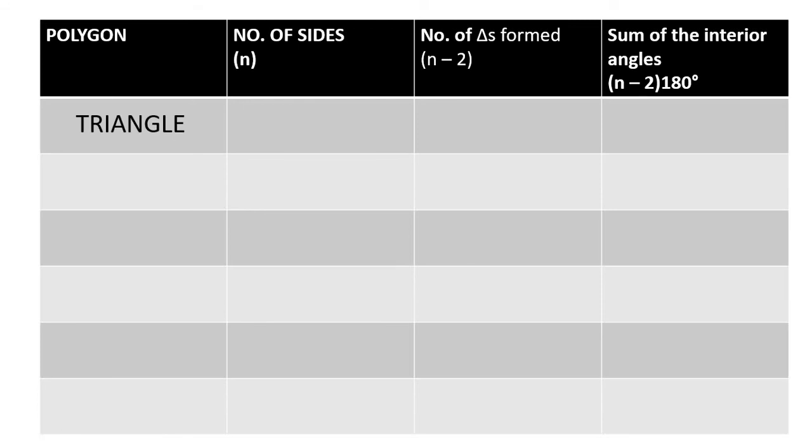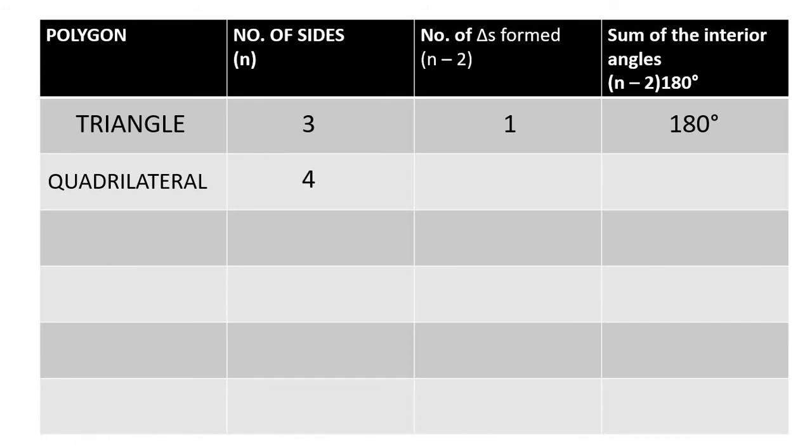For the triangle, how many sides? It has 3. And how many triangles are formed? Of course, only 1. So, kung gagamitin natin itong formula, 3 minus 2 is equal to 1. And then the sum of the interior angles, just like what we have mentioned in our previous slides, we have 180 degrees. So, kahit gamitin natin tong formula, 3 minus 2 is equal to 1, times 180 degrees is equal to 180 degrees.